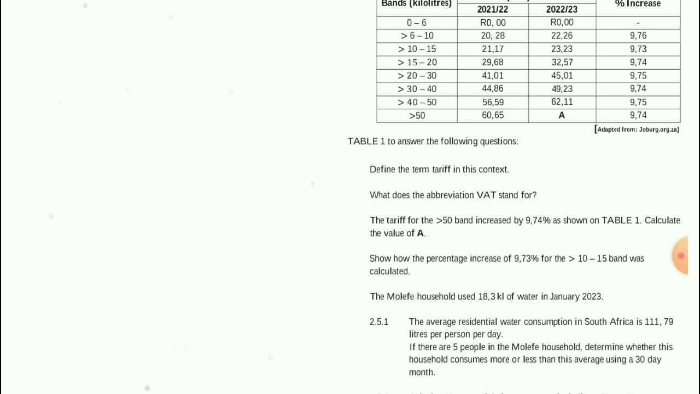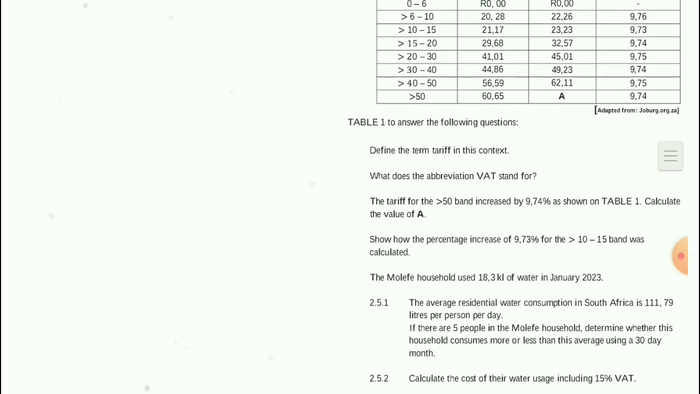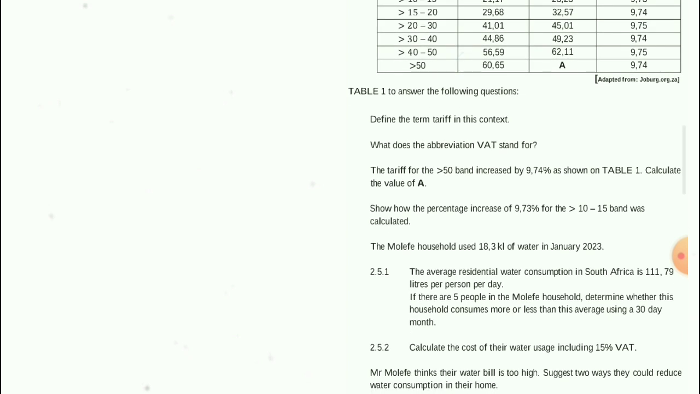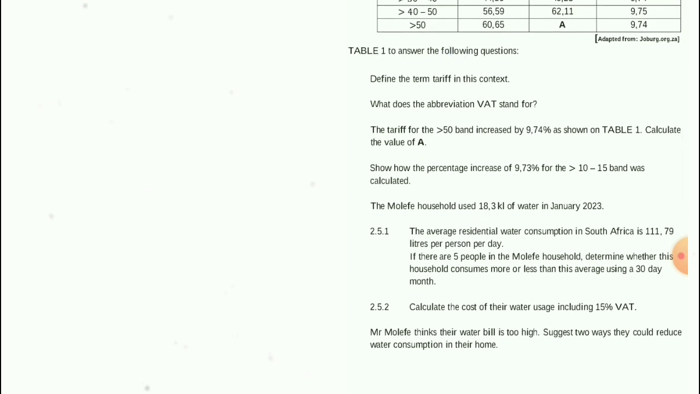You are going to say 45,01 minus 41,01, then you say multiply by 100%, then you divide by the smallest one, which is 41,01, then you're going to get 9.75%. You put it as it is on the calculator, as I showed you in the paper, then you're going to get the correct answer. If you use your phone to calculate this one, you're going to get the wrong answer.